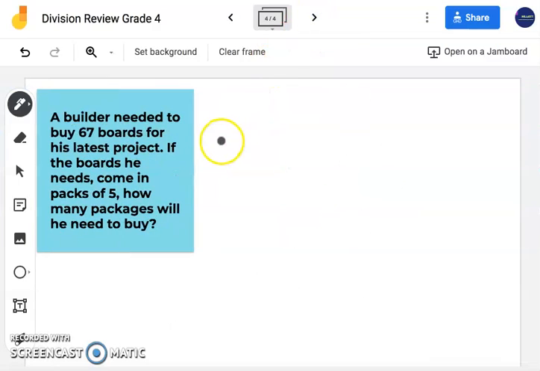And now my last problem here says a builder needed to buy 67 boards for his latest project. If the boards he needs come in packs of 5, how many packages will he need to buy? So again, 67 boards. If the boards he needs come in packs of 5, well, that's groups. How many packages will he need to buy? It's a great question. So let's start with 67 as my dividend. I have 5 as my divisor. Now this is even a problem that you're welcome to draw. You could draw a picture, that works too.